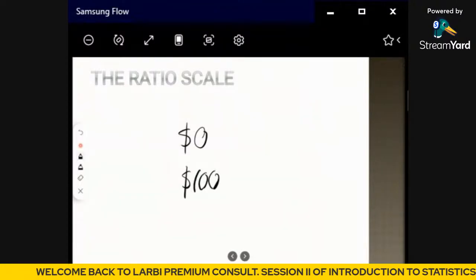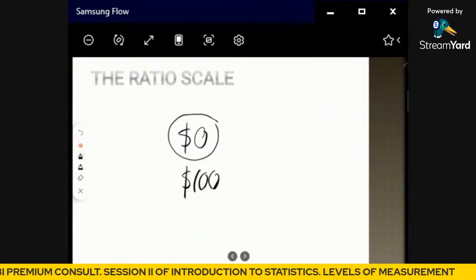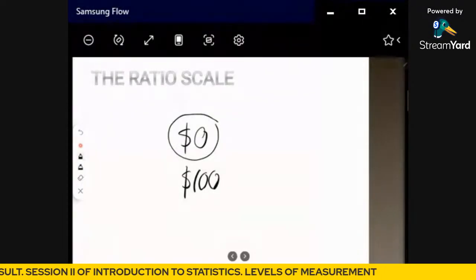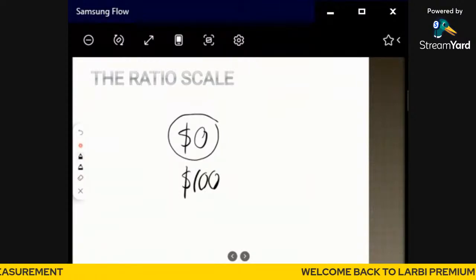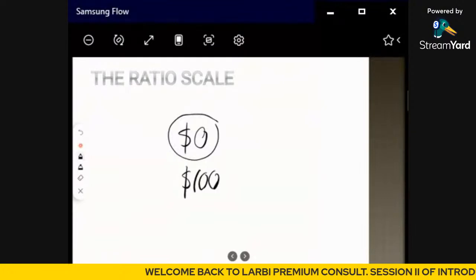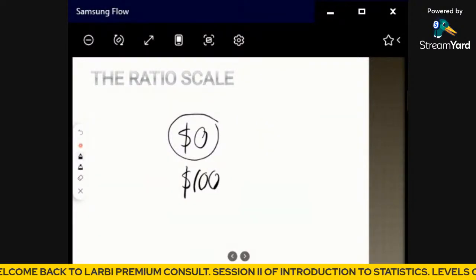So when it comes to the ratio scale, we can actually know the starting point of data and then the ending point of data. We can know the starting point of data and then the ending point of data. And as such, ratio scale 0 is a meaningful set of data, because we know the starting point and we know the ending point. Is that okay? So 0 has a meaning when it comes to the ratio scale.